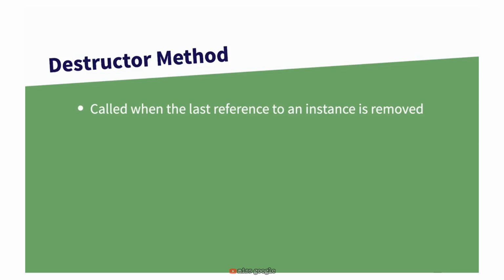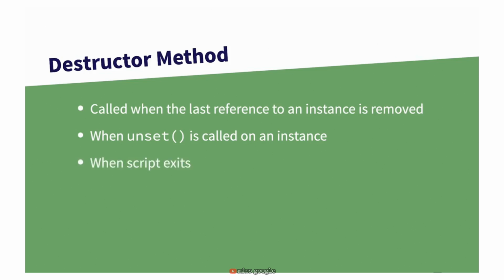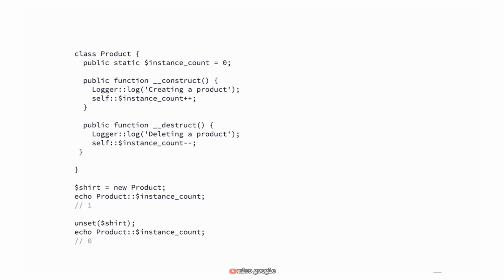So there are 2 ways that we can do that. The first is that we can unset the reference. So we call unset on the reference that points to some instance. Now there's nothing referring to it anymore, so PHP throws it away. And the other way to do it is when the PHP script exits. We'll talk more about that in a moment. First, let's look at unset.